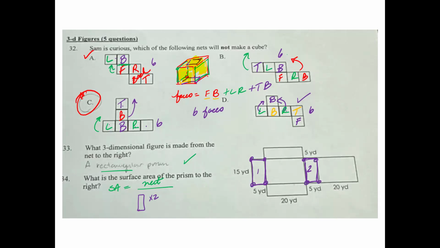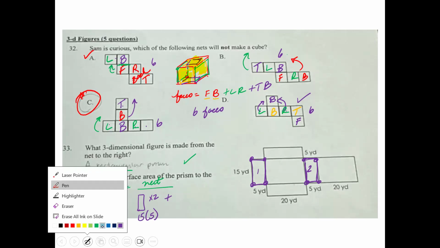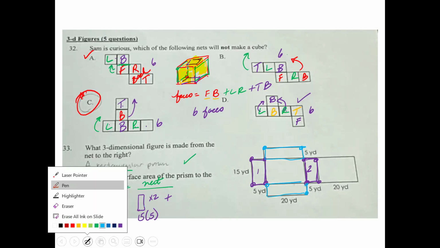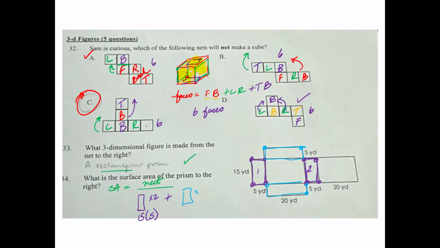15, 5. 15 and 5, yeah. So 15 times 5, right? Okay. Plus, what's another shaped rectangle? I think this blue one, right? Yeah. How many are those? 5 and 20. There's 2 of them, right? Times 2. So 5 and 20. Plus, what's next?